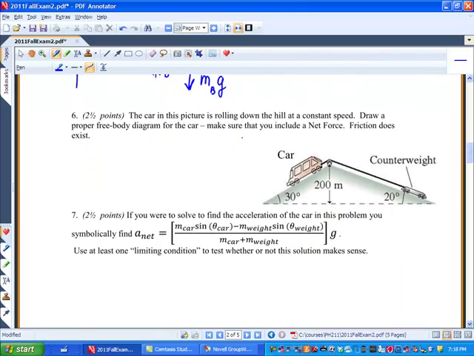Okay, number 6. The car in this picture is rolling down the hill at a constant speed. Let's draw a free body diagram for the car. Of course, all free body diagrams have a net force. We always start with a dot for our car. It has a weight. The weight is going down towards the center of the earth. The normal force is pointing perpendicular to the surface of the plane upon which it's going down. And then we have a tension going up, and the car is rolling downhill.